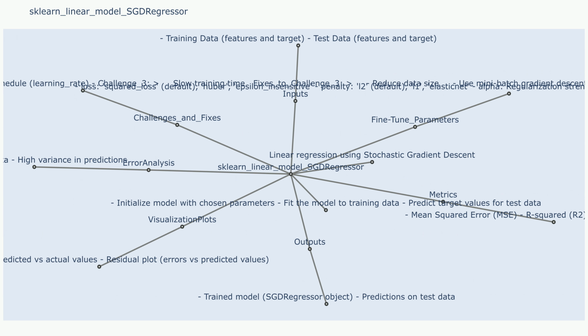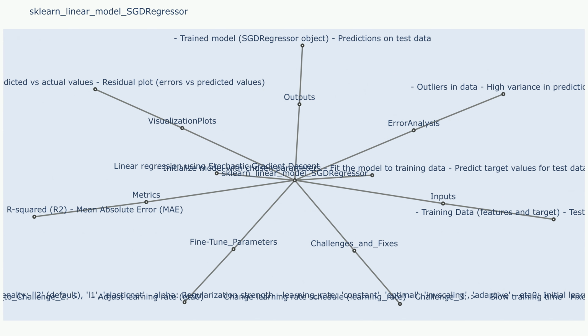Outputs. Self. The fitted SGDRegressor object, containing the learned model parameters, including weights and intercept. This object can be used to make predictions on new data. Coef. The learned weights for each feature in the model. Intercept. The learned intercept term of the model.